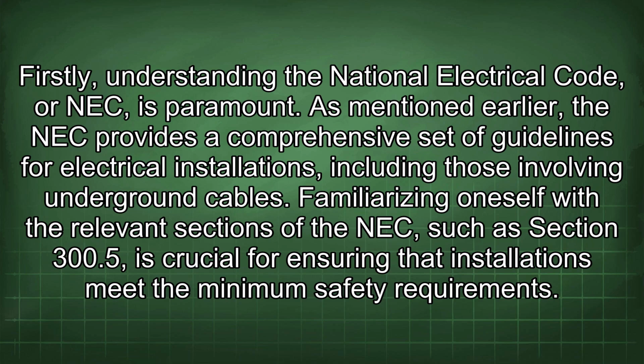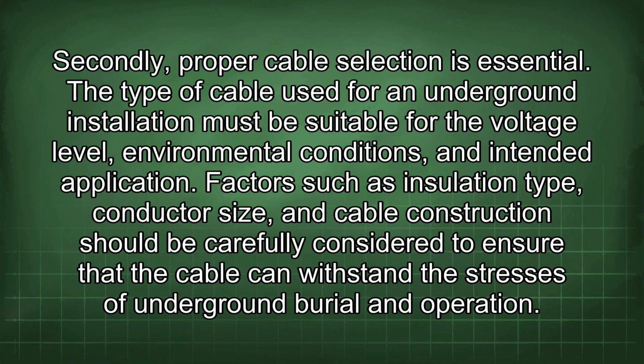As mentioned earlier, the NEC provides a comprehensive set of guidelines for electrical installations, including those involving underground cables. Familiarizing oneself with the relevant sections of the NEC, such as Section 300.5, is crucial for ensuring that installations meet the minimum safety requirements. Secondly, proper cable selection is essential. The type of cable used for an underground installation must be suitable for the voltage level, environmental conditions, and intended application. Factors such as insulation type, conductor size, and cable construction should be carefully considered to ensure that the cable can withstand the stresses of underground burial and operation.